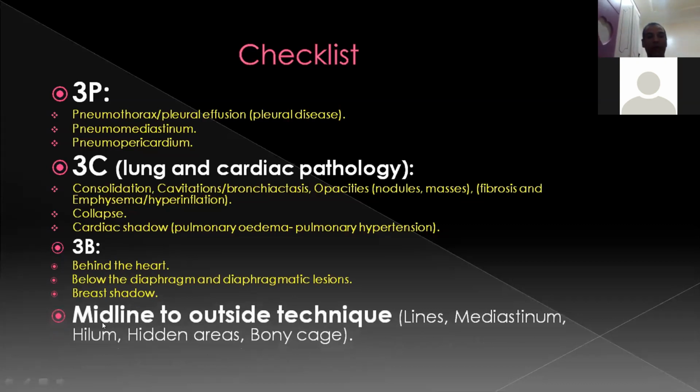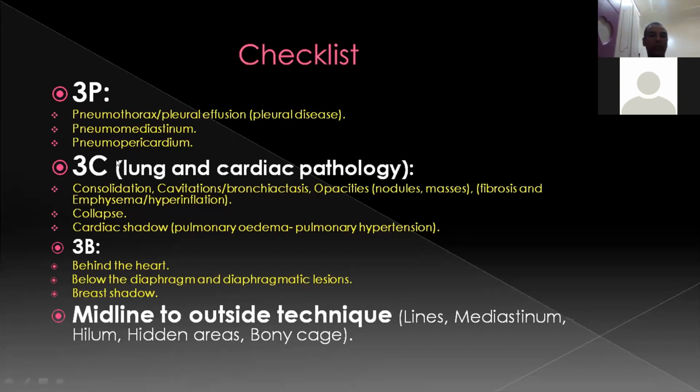The last point, you can take the midline to outside technique. Midline to outside means we should see the lines like endotracheal tube, port-a-cath, or any lines that are in the patient. Mediastinum, this is from the midline: lines, mediastinum, then hilum, then other hidden areas. We can also pick up any hidden areas, we will talk about them later on. And bony cage. Bony cage starts from the clavicle, ribs, sternum, scapula. All of these should be viewed to avoid missing any points.